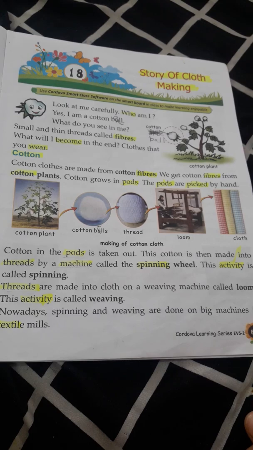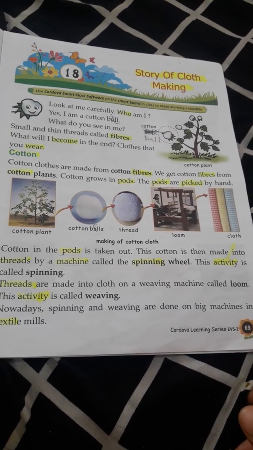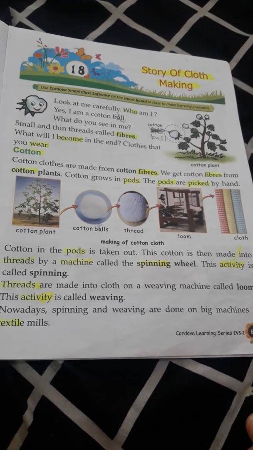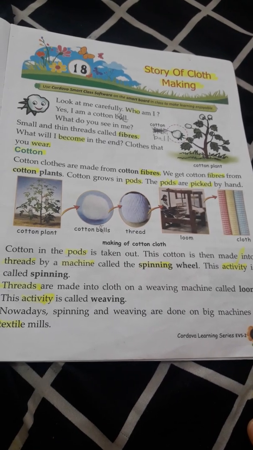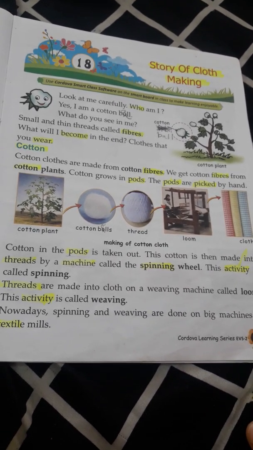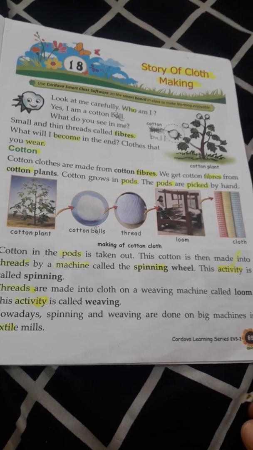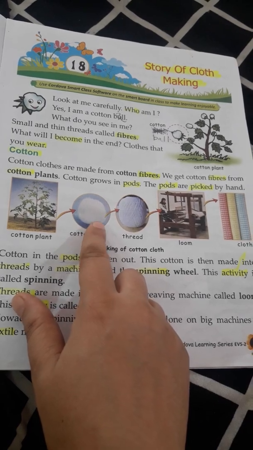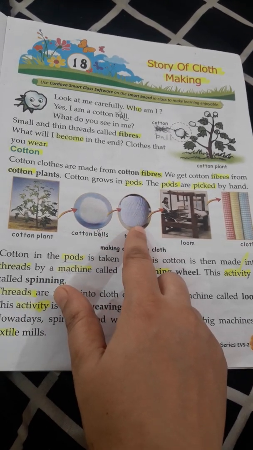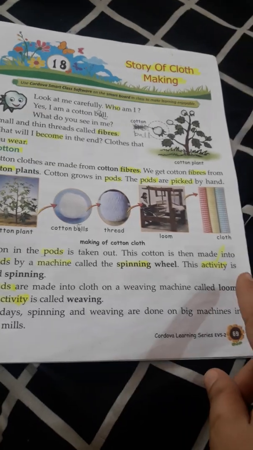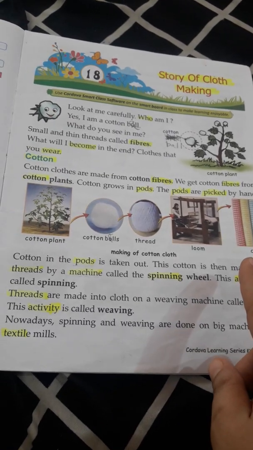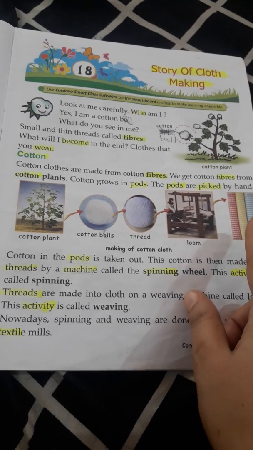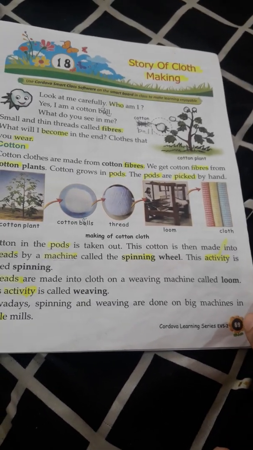Threads are made into cloth on a weaving machine called loom. This activity is called weaving. So the cotton plant gives us cotton balls. From this cotton ball threads are made, and then taken to a weaving machine called loom, and this thread is made into a cloth. Nowadays, spinning and weaving are done on big machines in the textile mills.